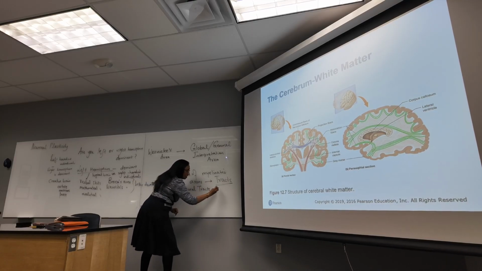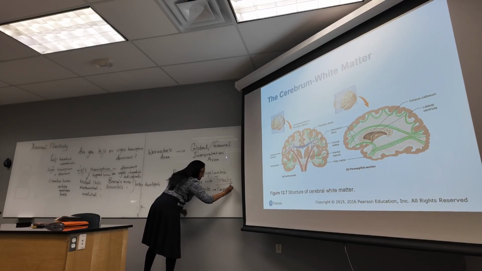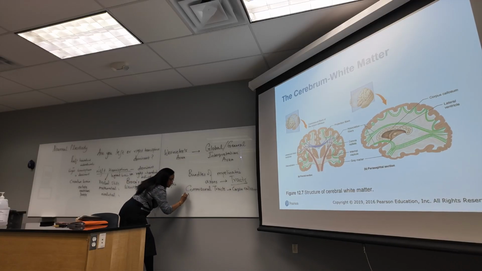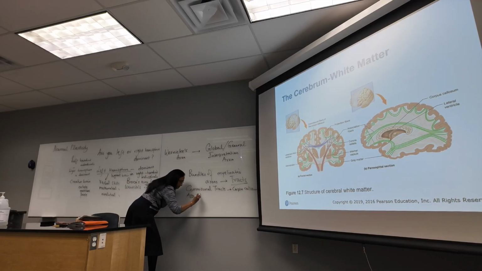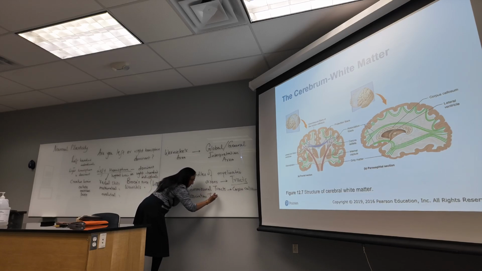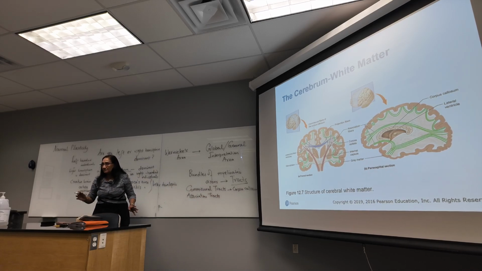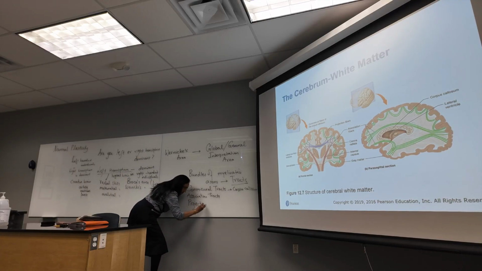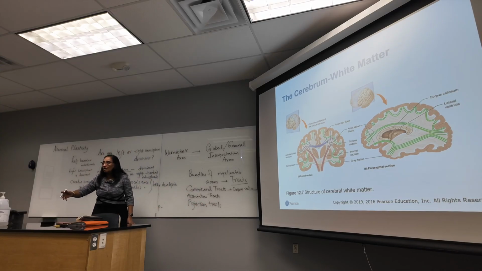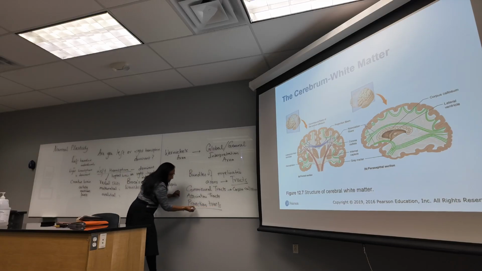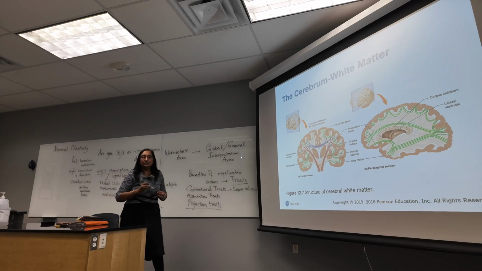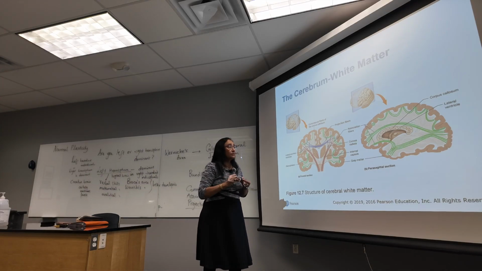So when you look at the tracts, there are commissural tracts, and the example is the corpus callosum, connecting the two hemispheres. Association tracts connect the neurons in the same cerebral hemisphere. And lastly, projection tracts connect the brain with the spinal cord. When we do the spinal cord in the lab, we are going to look at these projection tracts. What are the main types of projection tracts?